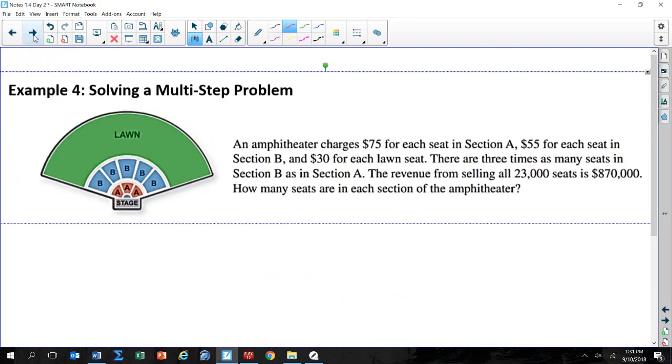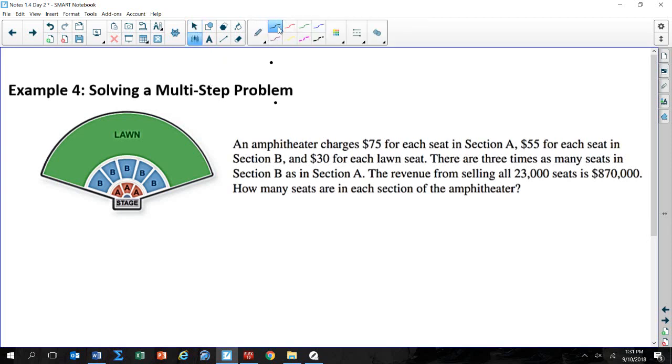On the last one, I want to set up a system of equations based on this word problem here. Okay, so I want us to read this together. It says, an amphitheater charges $75 for each seat in section A, $55 for each seat in section B, and $30 for each lawn seat. There are 3 times as many seats in section B as in section A. The revenue from selling all 23,000 seats is $870,000. How many seats are in each section of the amphitheater?